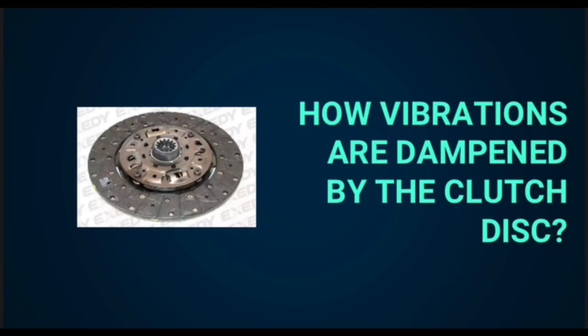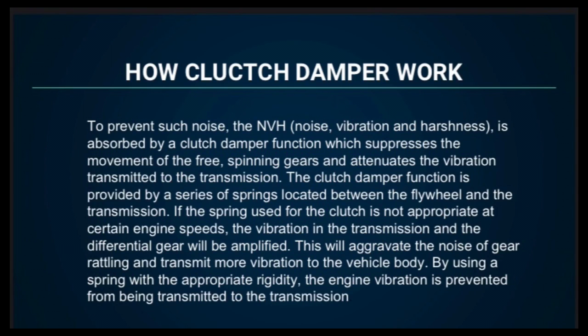So how are vibrations damped by the clutch disc? To prevent such noise, the NVH, noise, vibration and harshness, is absorbed by a clutch damper function which suppresses the movement of the free spinning gears and attenuates the vibration transmitted to the transmission. The clutch damper function is provided by a series of springs located between the flywheel and the transmission.